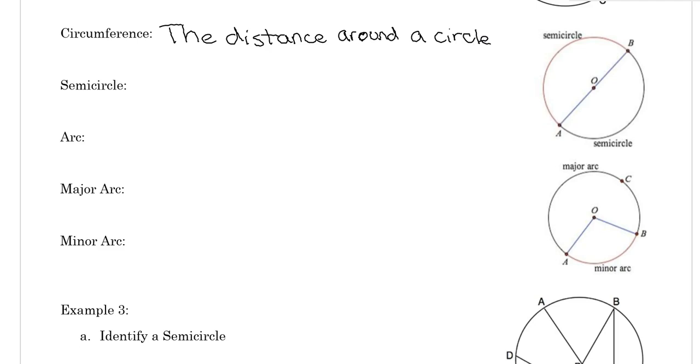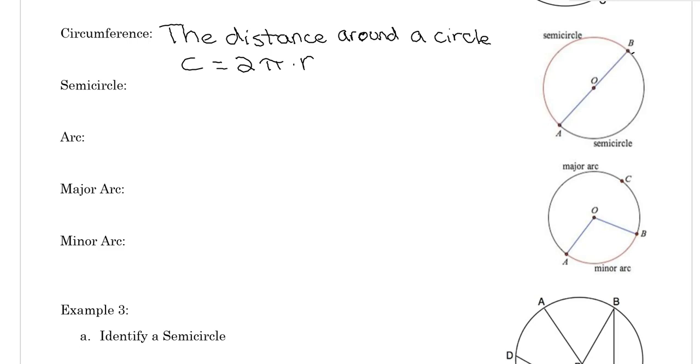So if I started at a point and walked in a circle and wanted to know how far I walked, I would be finding the circumference. And the circumference is found by 2 pi times r. That is what our circumference formula is. And we'll be looking at that more later in the unit.